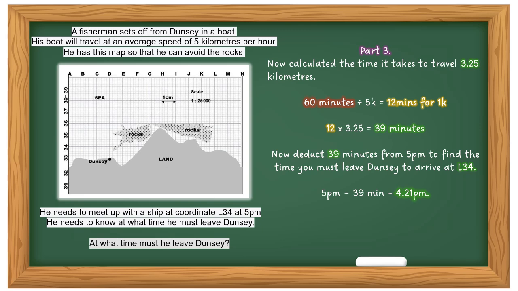And the last part of the four-step process is to check using a different method. And you can see in this case, we're going to use a 24-hour clock, and it's 1700, which is the same as 5 p.m., minus 39 minutes is 1621 hours, which is just the same as 4:21 p.m. And that's how you approach this type of question.